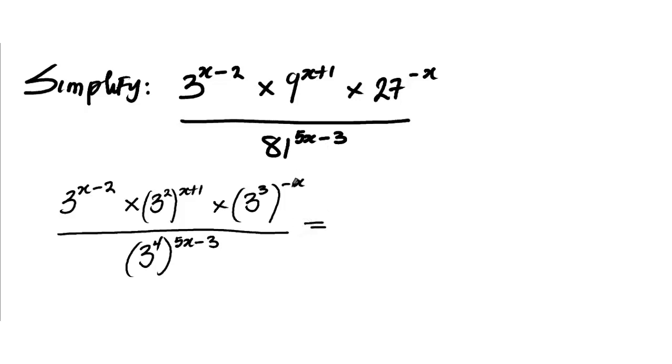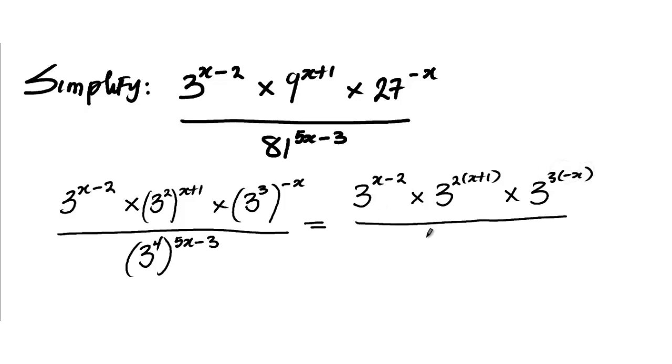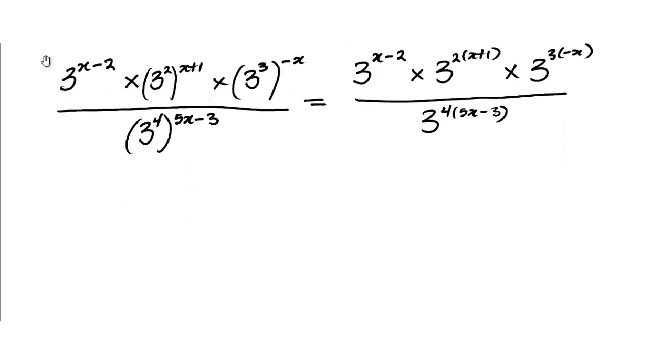So 81 will give us 3 raised to the power of 4, then into bracket 5x minus 3. So this can be further written as 3 raised to power x minus 2, times 3 raised to power 2 into bracket x plus 1, because we are going to be using this to open the whole of this, then times 3 raised to power 3 into bracket minus x, then everything divided by 3 raised to power 4 into bracket 5x minus 3. Now, how do we solve this further?